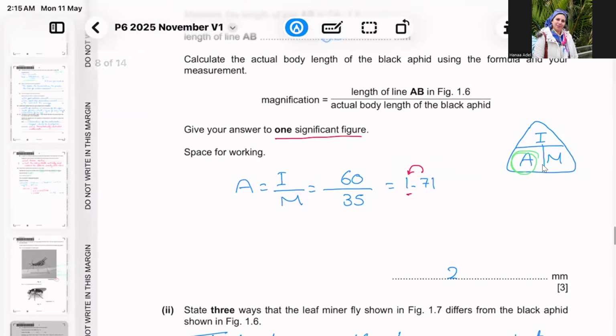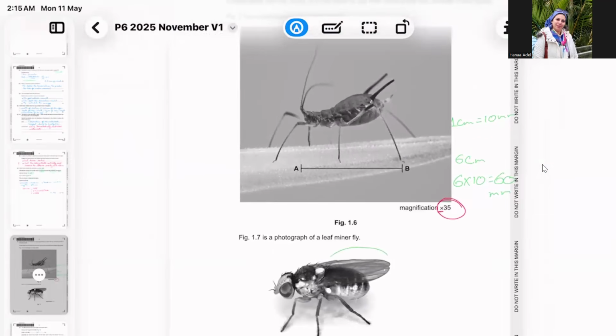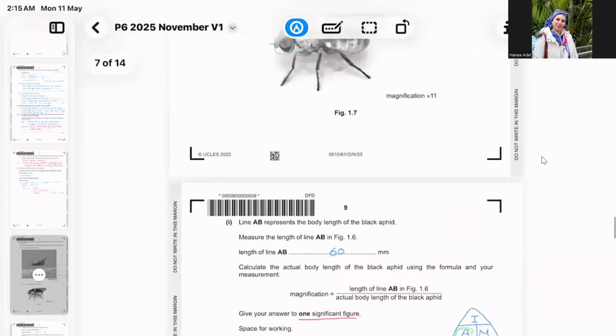State 3 ways that the leaf miner fly shown in figure 1.7 differs from the black aphid shown in the figure. So just look at both pictures. We can find we have wings here, but there are no wings in the aphid. Also we have a large eye here, but this one is small. And we have longer antenna here. And we have longer legs in the first figure. So there are many differences between them.